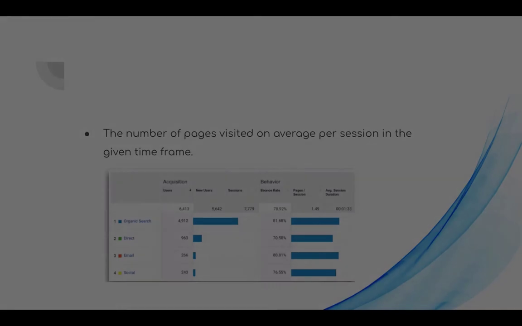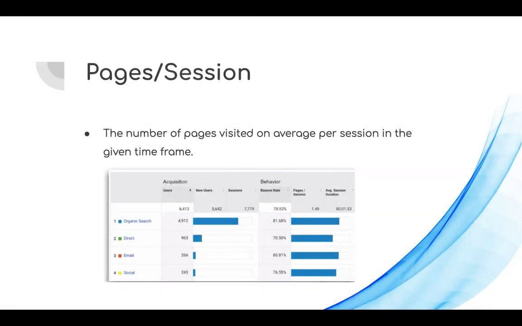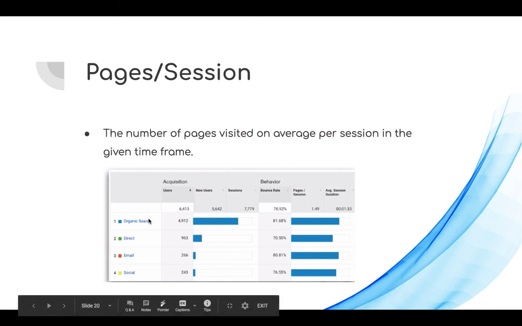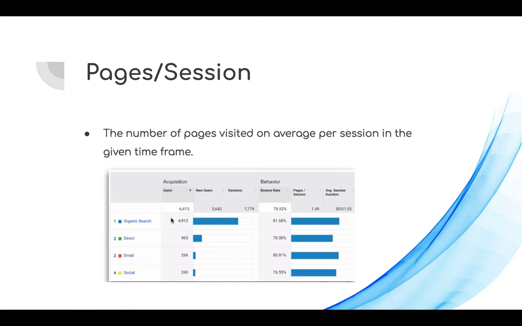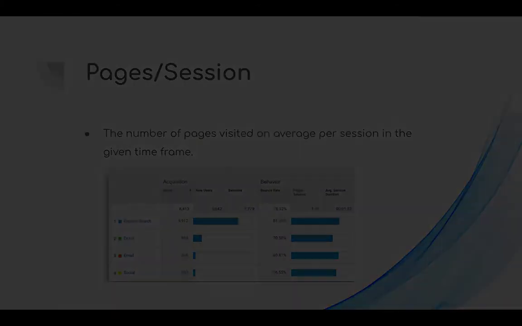Now the next one is pages per session. This is the number of pages visited on average per session in the given time frame. So here you can see this report, we have different pages per session for different sources of traffic. People who are coming from organic search have a higher pages per session, and people who are coming directly have a lower pages per session. Pages per session is also called page views per session. Both are the same.